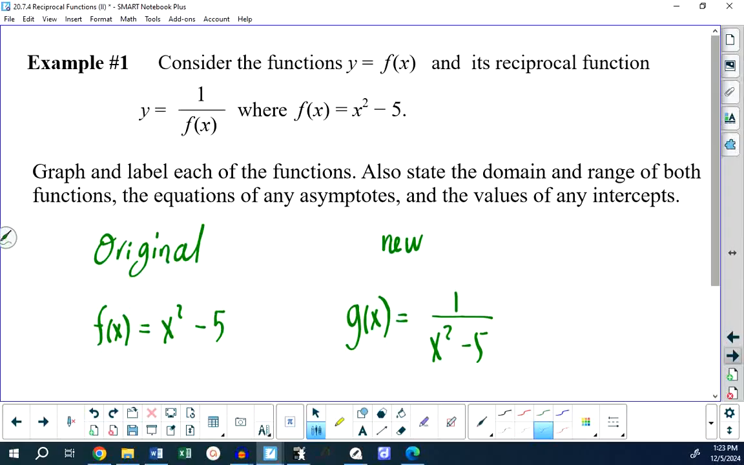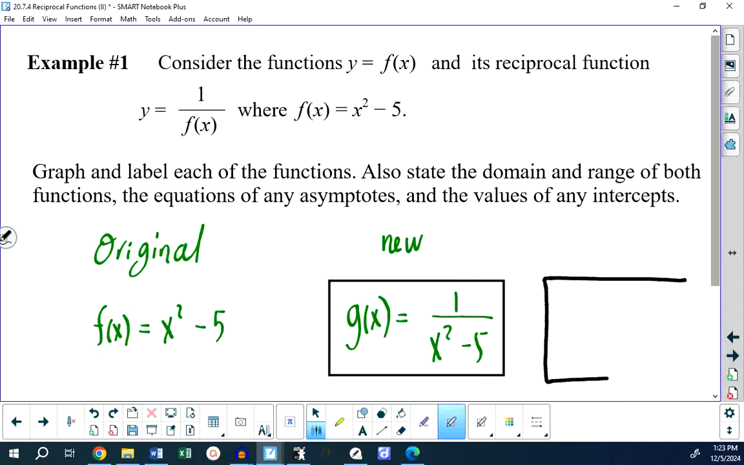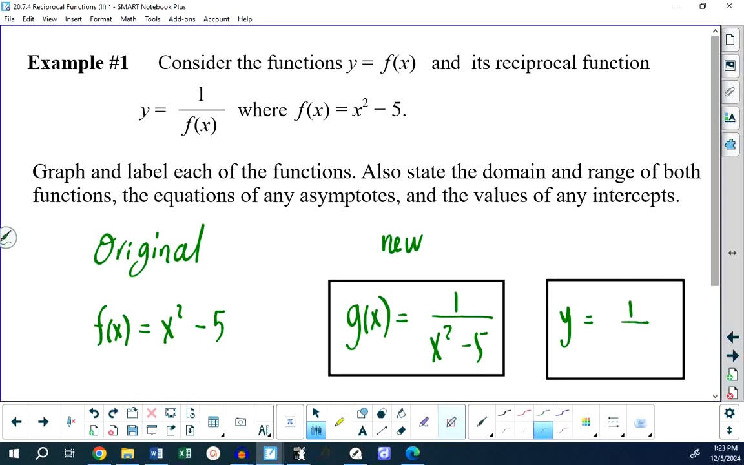And the only reason why I'm using f of x and g of x is because they are different functions, so they have different y values. And I hope that you see that this thing that I've put here is the same as me saying y equals 1 over f of x. Or, better yet, g of x equals 1 over f of x. So I'm going from a function equals something to a new function equals 1 over that same old function.